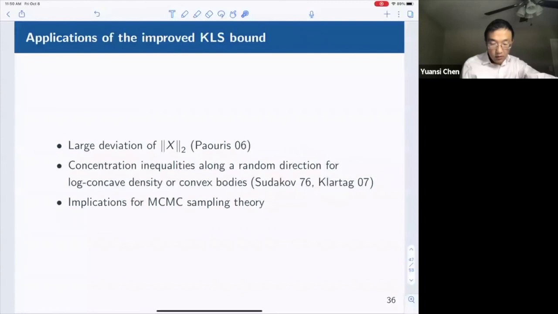For the improved KLS bound, the dimension dependency goes from n to the 1/4 to n to the little o of 1. So you get better concentration inequalities, better large deviation results, and better concentration inequalities along a random direction. Bo'az also explained this a little bit. Basically the convexity constraint in high dimension is very similar to an independence constraint, like each dimension being independent. They're not similar at the intuitive level, but from the bound, they look very similar.